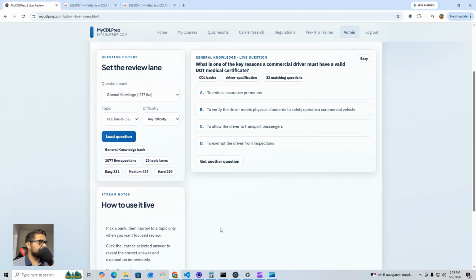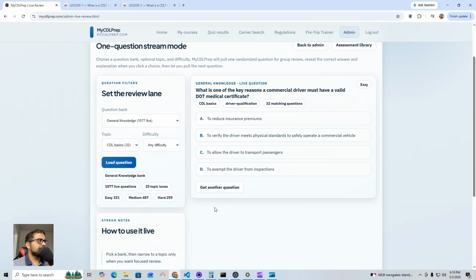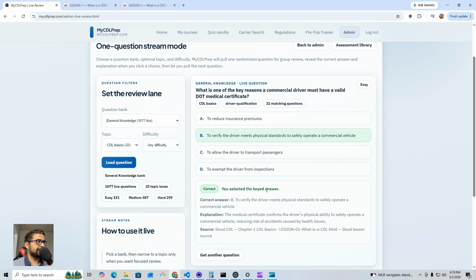Let's answer another one. What is one of the key reasons a commercial driver must have a valid DOT medical certificate: to reduce insurance premiums, to verify the driver meets physical standards to safely operate a commercial vehicle? I'm going to go with that one. Correct.